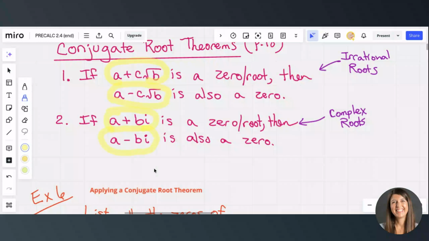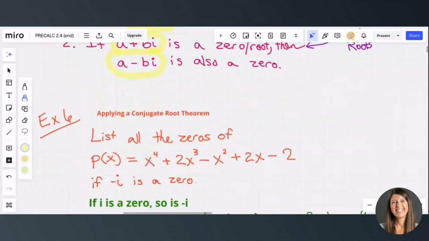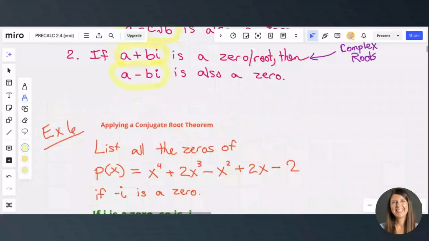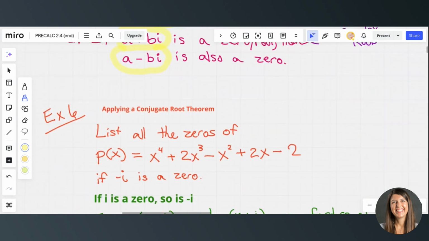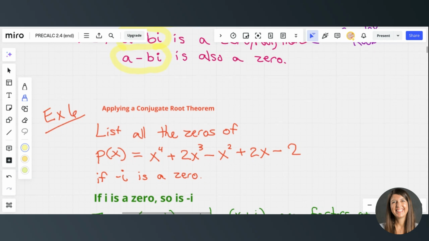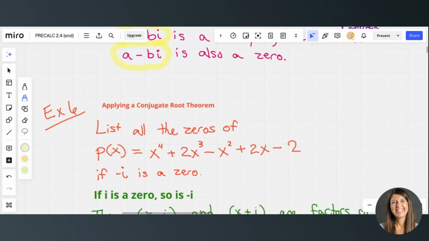Okay, so let's apply this conjugate root theorem. The problem, in orange, says to list all the zeros of p of x. P of x is this polynomial of degree 4. And it's also going to tell us in the problem that negative I is a 0. So negative I is a complex root. Let's do this answer in green. If I is a 0, then its conjugate, negative I, is also a 0. So if I is a 0, so is negative I.